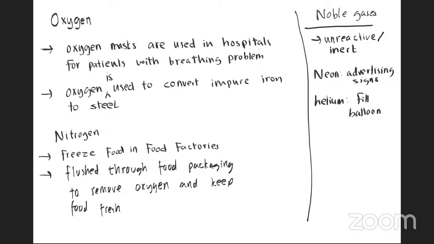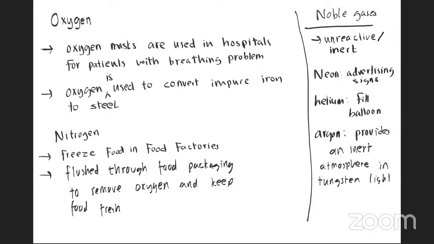Okay, and then we have argon, which provides an inert atmosphere in tungsten light bulbs. So let's say you have a light bulb with a light bar. I don't really know how to draw a light bulb. So inside of the light bulb must be argon, and that is to provide an inert atmosphere, okay? So that the tungsten doesn't get reacted easily and it doesn't get destroyed. So the space we fill in with argon to protect the tungsten wires.